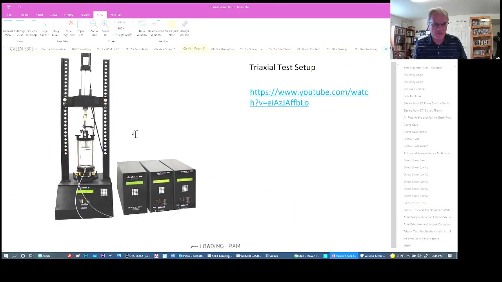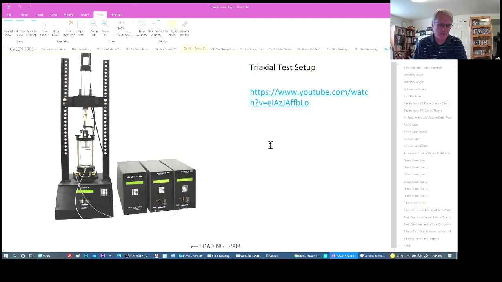Not used very often, but in this case we put a specimen in and we put water around it, but we don't pressurize the water. We just leave it at or near atmospheric, so we're not causing any additional consolidation. And then we apply a deviatoric stress with the drain valve closed so pore pressures build up, and that becomes an unconsolidated undrained test.